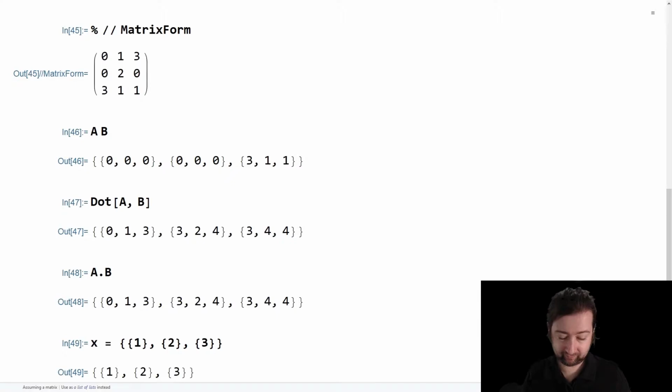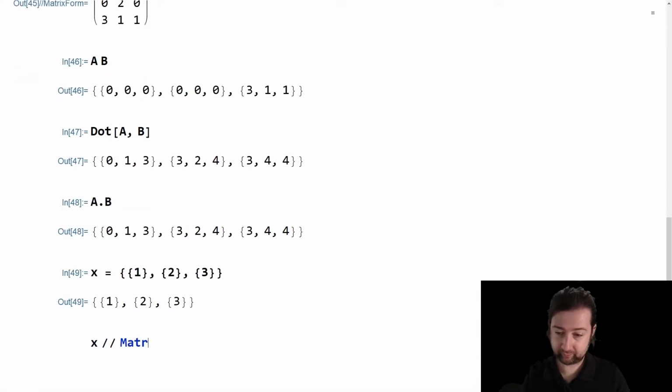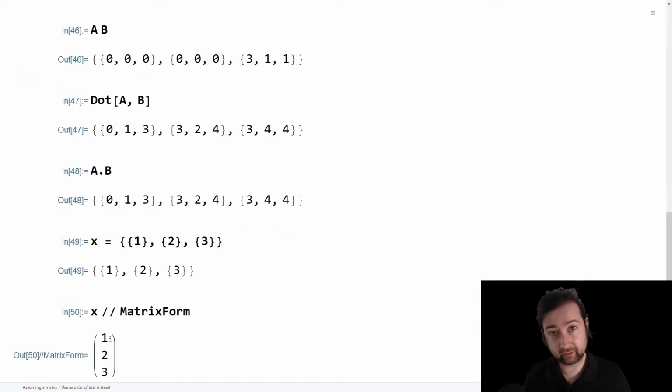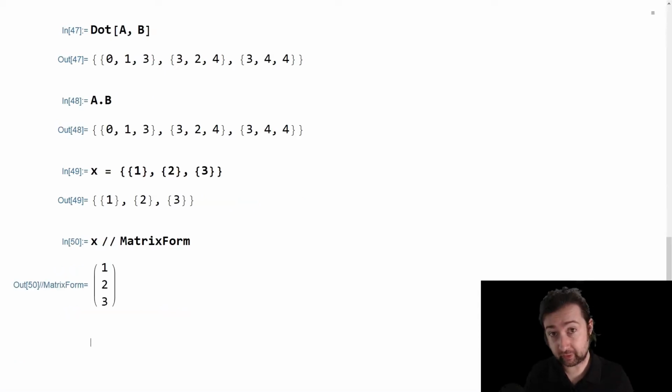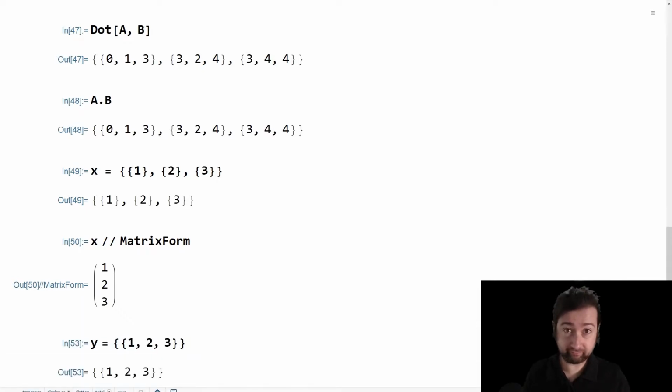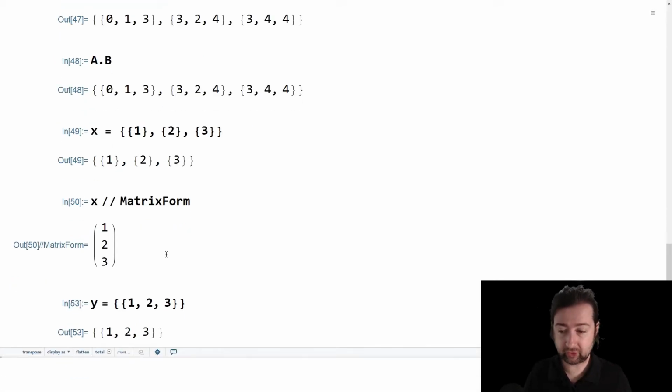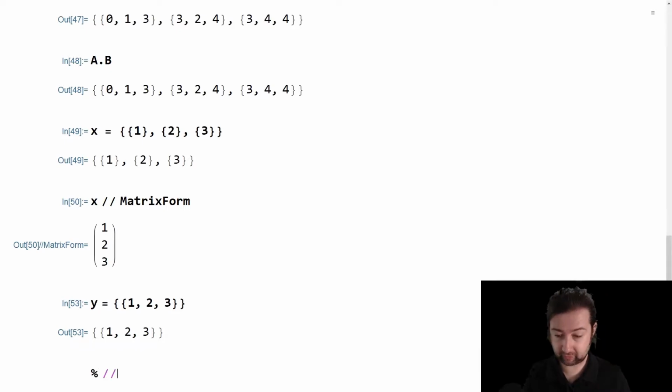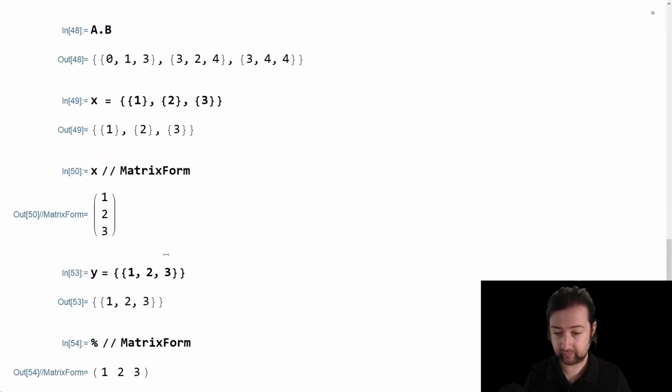So we can put x in matrix form, and we can see that it's a column vector. So let's look at what a row vector would look like. So y is a vector consisting of a single row, 1, 2, 3, and that's what a row vector looks like. Very easy to input a row vector. You can check to see that it actually represents as a row vector by feeding it into matrix form. And there you got the row 1, 2, 3.